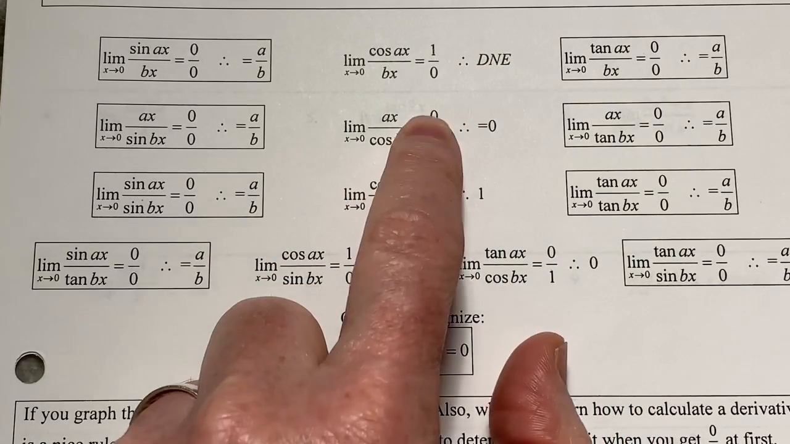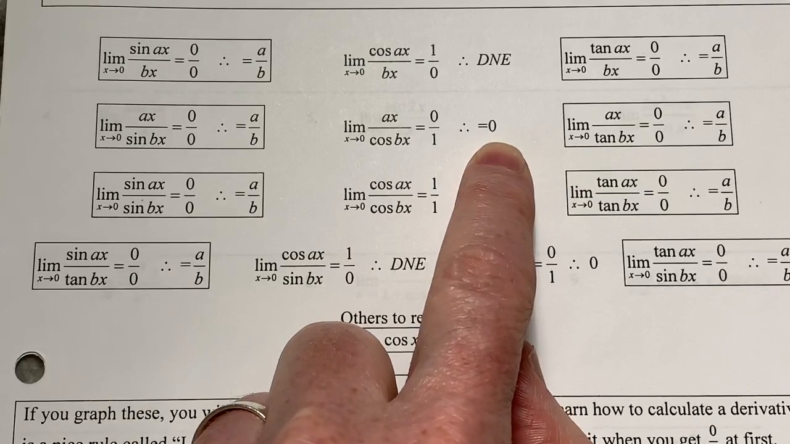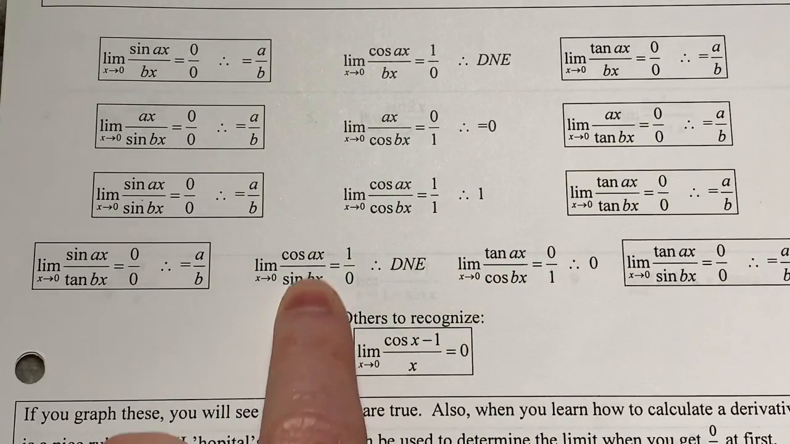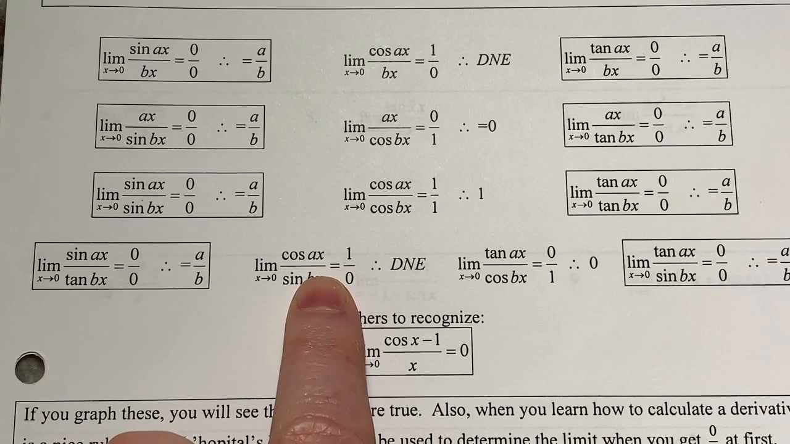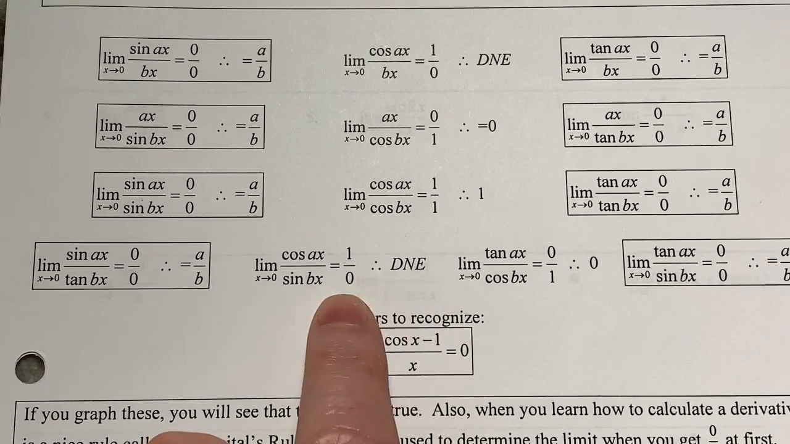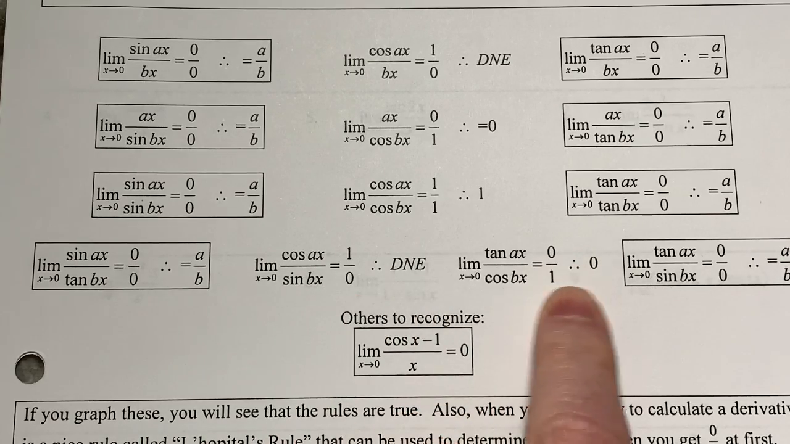This one, I don't even get a DNE. I get 0 over 1, which is 0. And I'm happy with that. Okay, and this one, I get 1 over 1, which is 1. You can see down here, when I plug a 0 into the cosine of the sine, I get 1 over 0, which is DNE, right? Because there's a VA there. And here I get 0 over 1, which is 0.